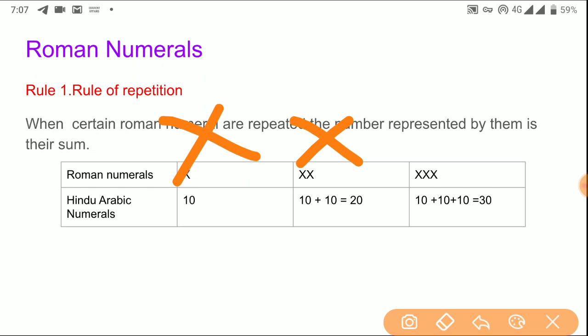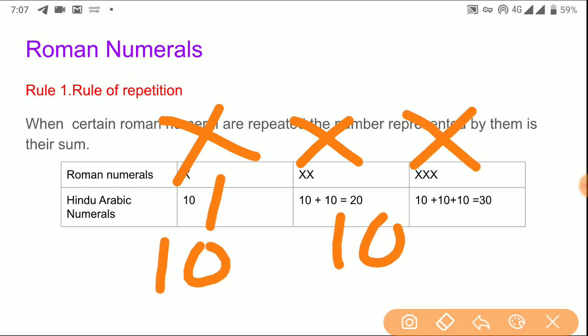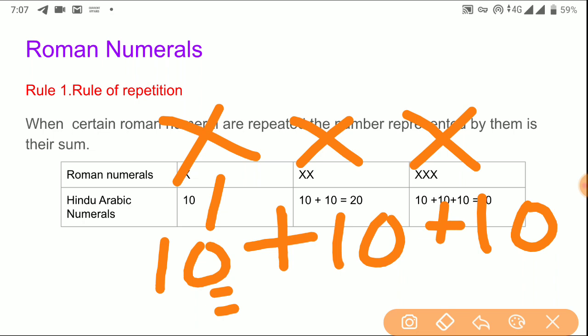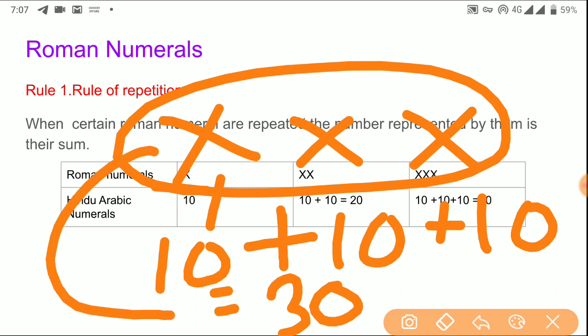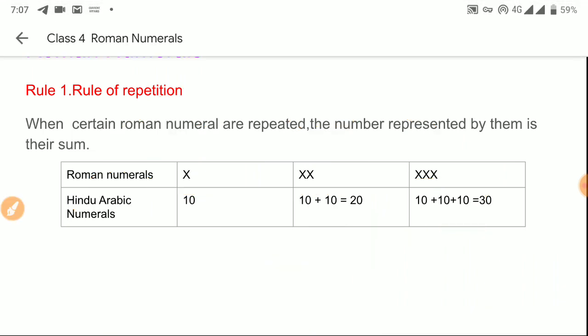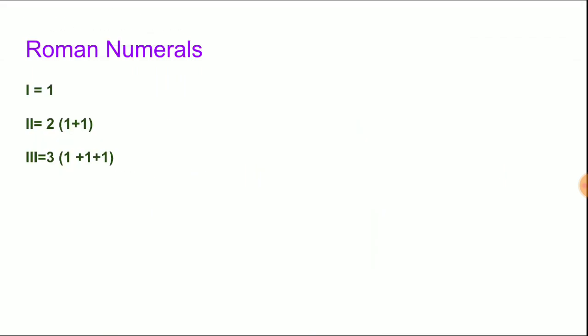Let's take one more example. Suppose X is repeated thrice. This X value is 10, this X value is 10, this X value is 10. Simply add all the values together and it will be what? 30. So 30 is the value for triple X. I hope the rule of repetition is clear to everybody. Let's see some more examples.